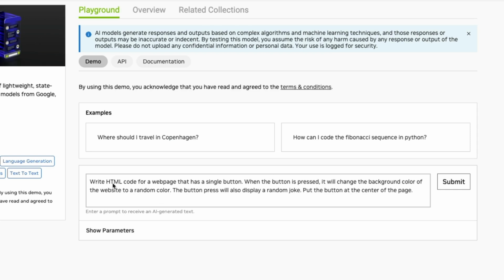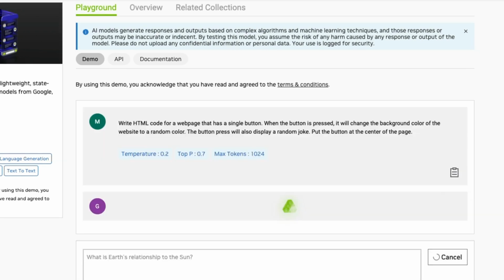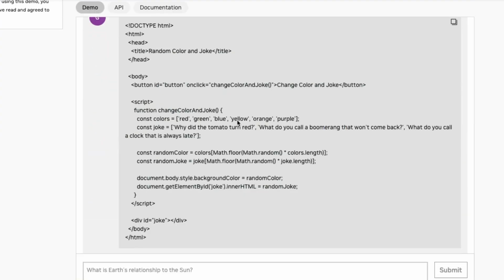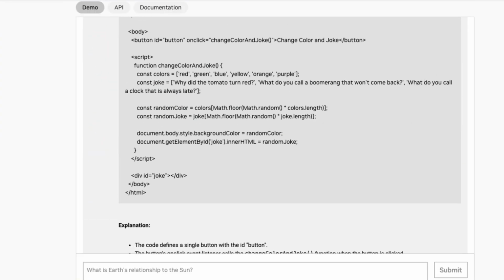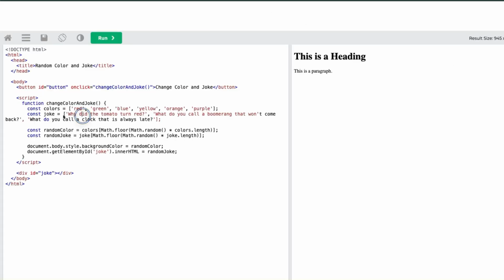Okay, next we're going to try to do something slightly complex. It's supposed to generate a web page with a single button. Whenever it's pressed, it's supposed to change the background color as well as show us a random joke. So let's see. Okay, so it came up with this code and let's test it out. All right, so here's the code. I need to make a couple of changes, just the code around it. So let's just remove this so that we don't run into any issues.